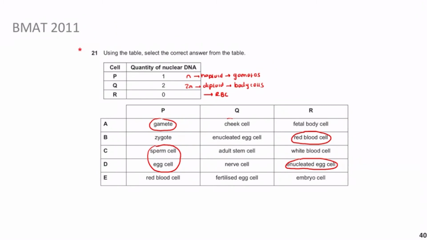So a cheek cell would be fine because that's part of your body. Adult stem cell, that would be fine. For example, you have stem cells in your bone marrow that produce the various different types of blood cells. Nerve cell would be fine, and a fertilized egg cell. By this point, it would also be diploid and therefore considered a body cell. So the one that overlaps all three is going to be D, and therefore D is going to be the correct answer. So hopefully that has made sense, guys.